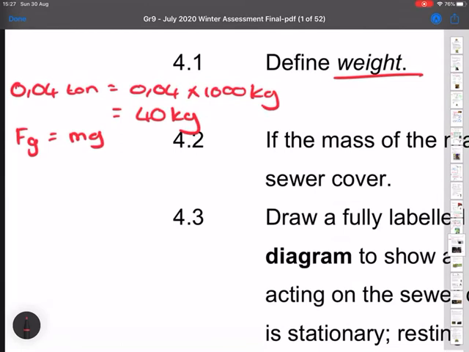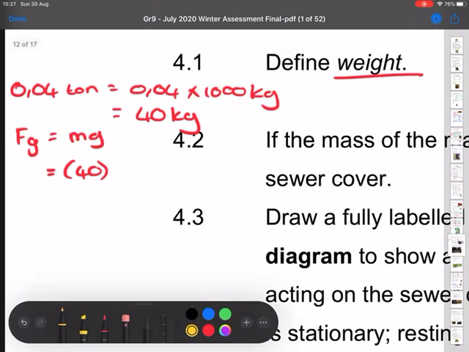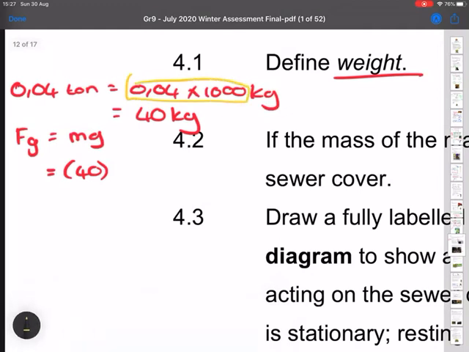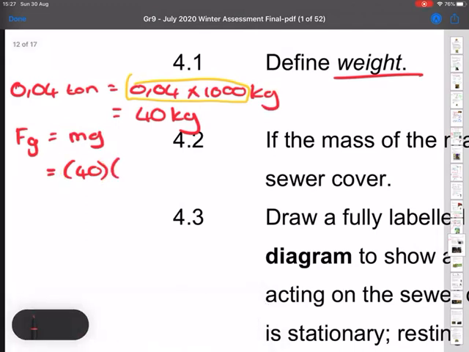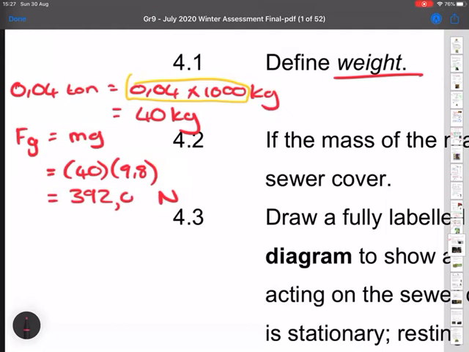Then you take that 40 kilograms. If you wanted to, it is acceptable to include this in place of that if you wish. You don't have to, but you can. 40 times gravity on Earth, which is 9.8 meters per second squared, and 40 times 9.8 is 392 newtons. Remember, 2 decimal places. You could have gone 3.92 times 10 to the 2 if you were using scientific notation. There we go, there's the weight.